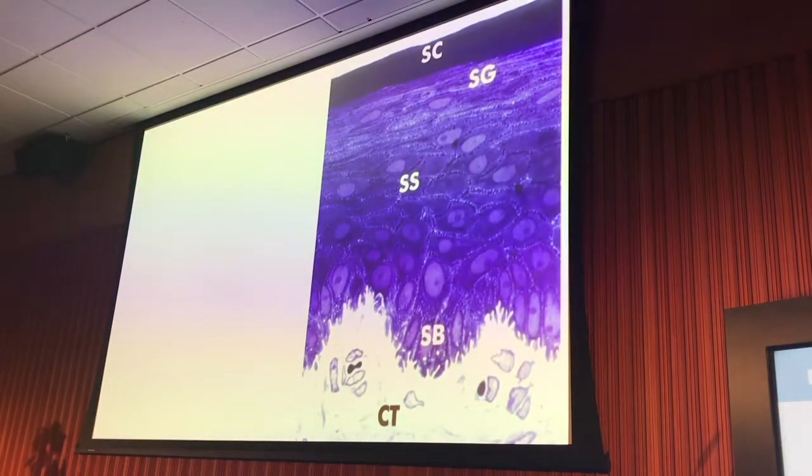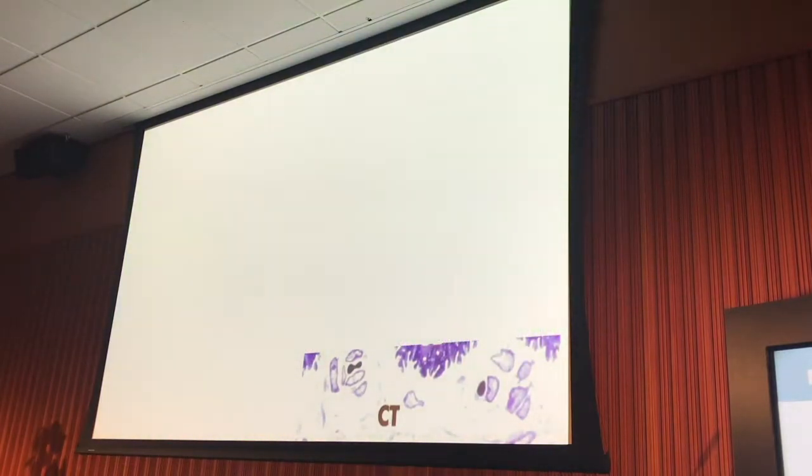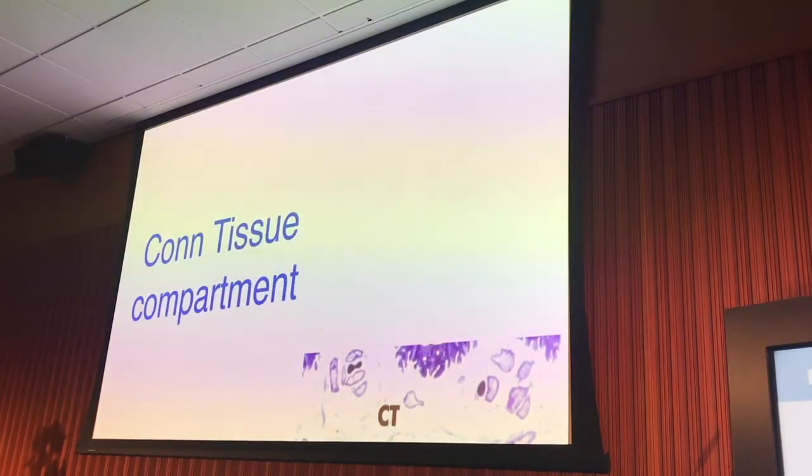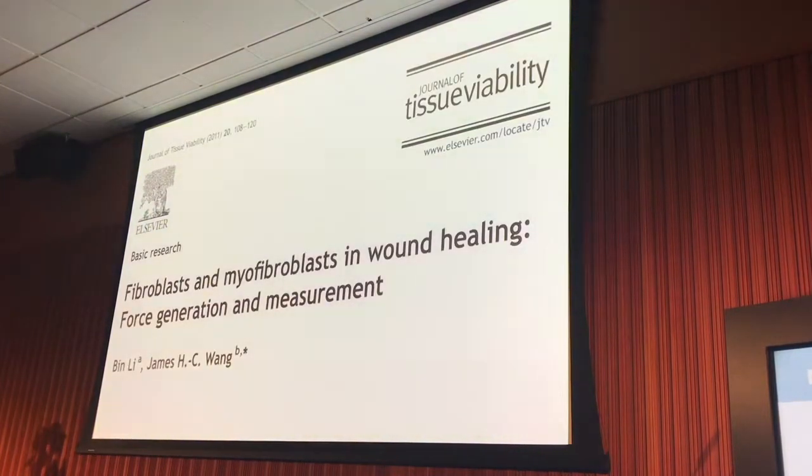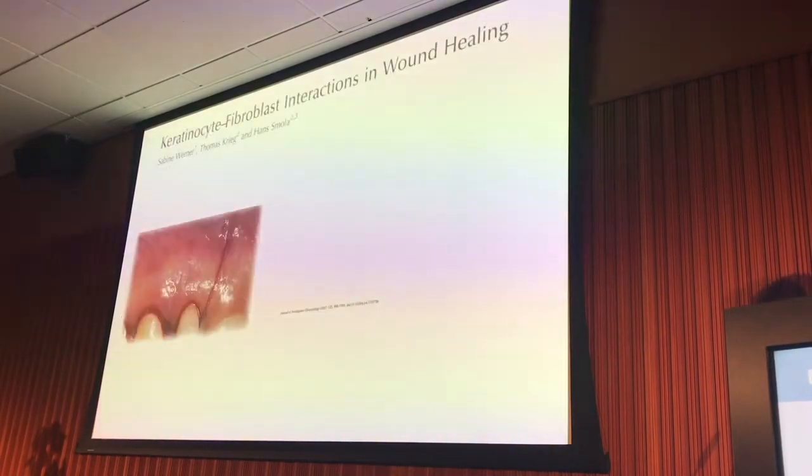Let's go into the connective tissue compartment, which is down below there, and it is very popular right now, right? The connective tissues seem to be very useful for the healing and for the aesthetics. Well, in the connective tissue, you can find fibroblasts and myofibroblasts. And myofibroblasts are mechanically active cells. So they're like cells that close the wound. They try to stretch something to close the wound. So fibroblasts in wound healing are important, and we can measure the force generation of those particular cells.